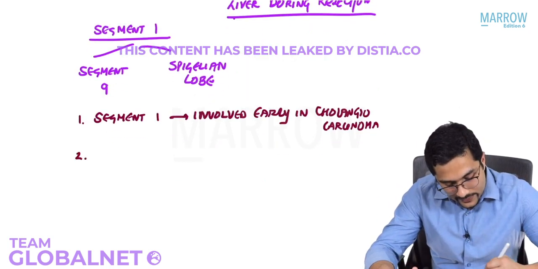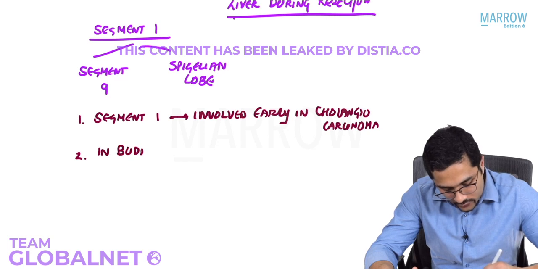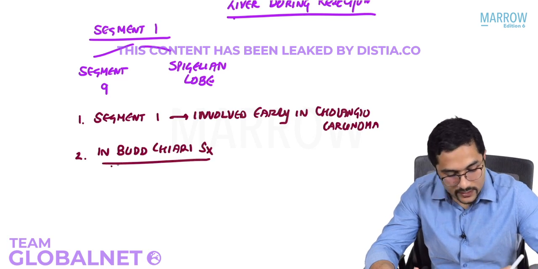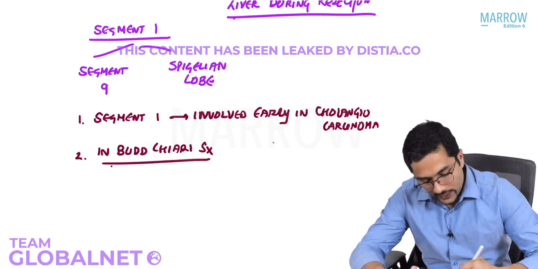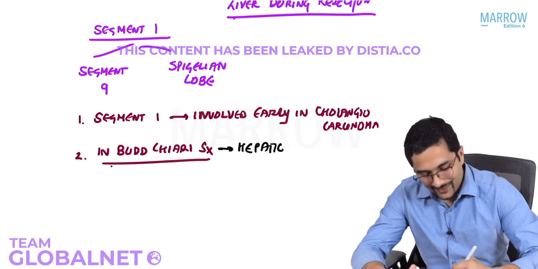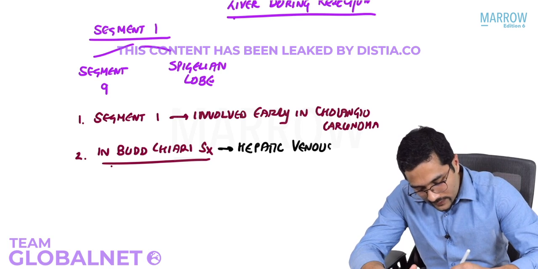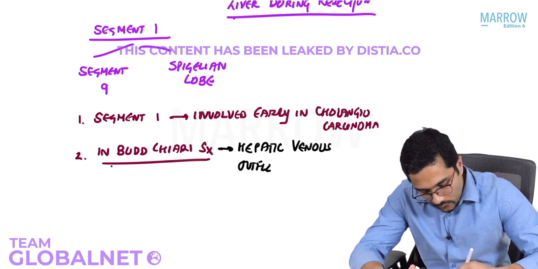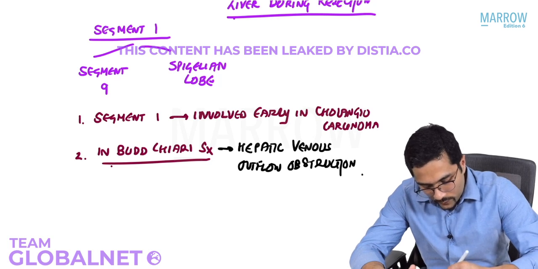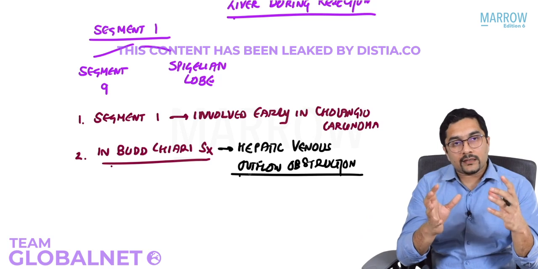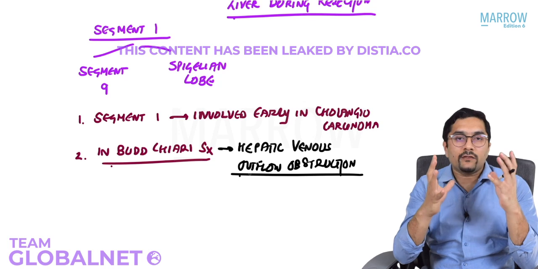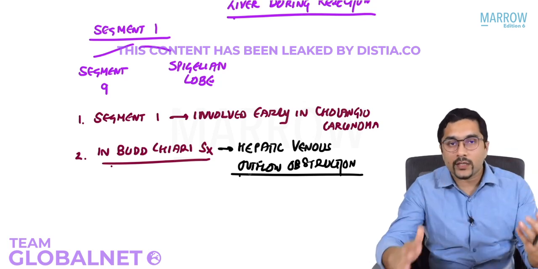And second is that in Budd-Chiari syndrome. What is Budd-Chiari syndrome? Again, this has been covered where I've covered portal hypertension. Budd-Chiari syndrome is hepatic venous outflow obstruction. So in hepatic venous outflow obstruction, the hepatic veins, there is obstruction there. So the entire liver is shriveled and undergoes cirrhosis.